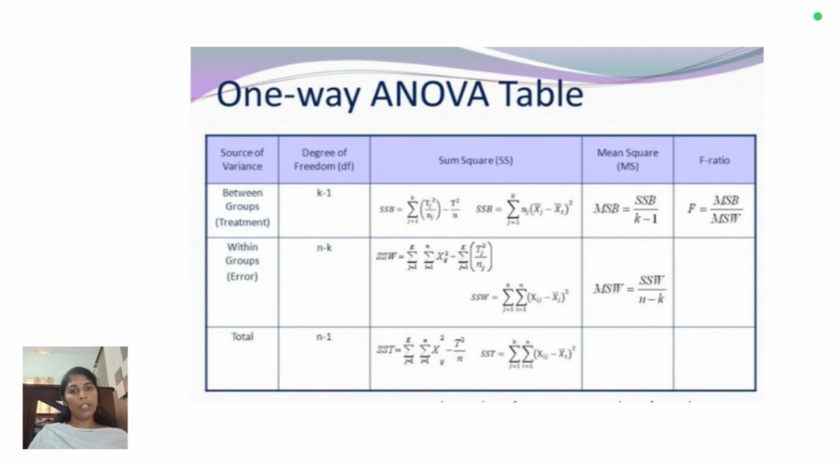For example, teaching methodology A will be taken as x1, teaching methodology B will be taken as x2, and teaching methodology C will be taken as x3. So the first one will be columns. Next, within the group errors, then the degrees of freedom will be the total number of teaching methodologies. Here there are 3 teaching methodologies, so 3 minus 1. Next, the degrees of freedom for errors will be n minus k, where n is the total number of entries, minus k, which is nothing but the number of treatments.